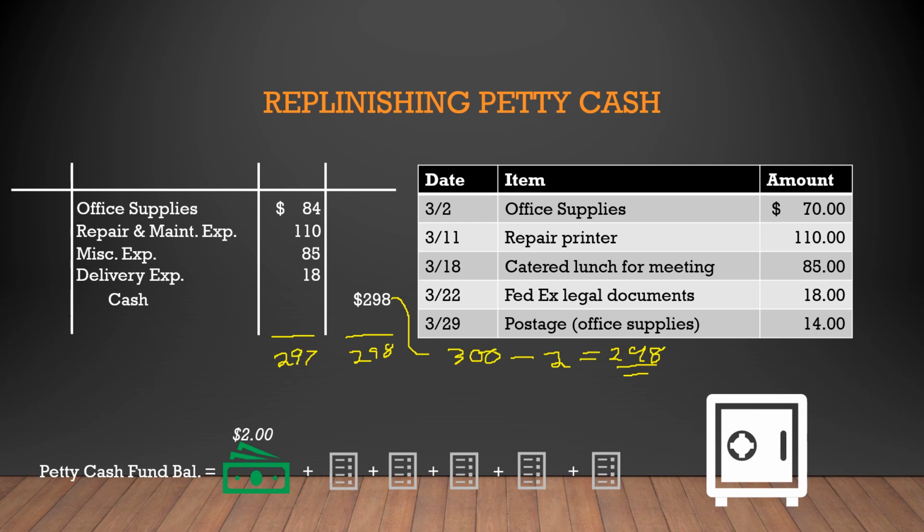To fix this, we're going to plug $1 to cash short and over. Just as we did in our sales journal entries. Now we're in balance.